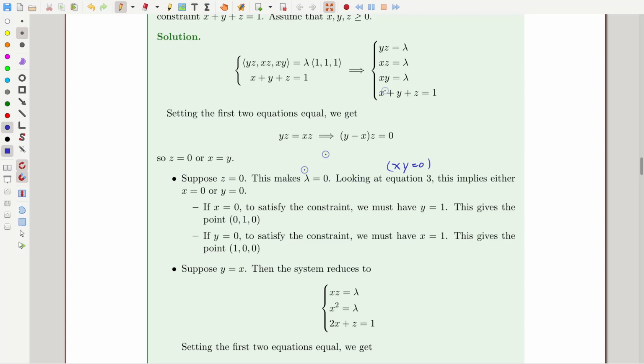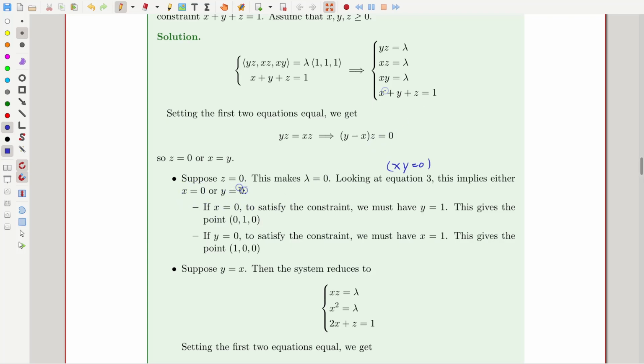Okay. So if you are in the case where x is equal to 0, well, then we have this constraint. But we're in this subcase where x is 0 and z is 0. So these two terms are both 0, so then y must be equal to 1 to satisfy the constraint, which gives you one critical point. So that's the subcase of x equaling 0.